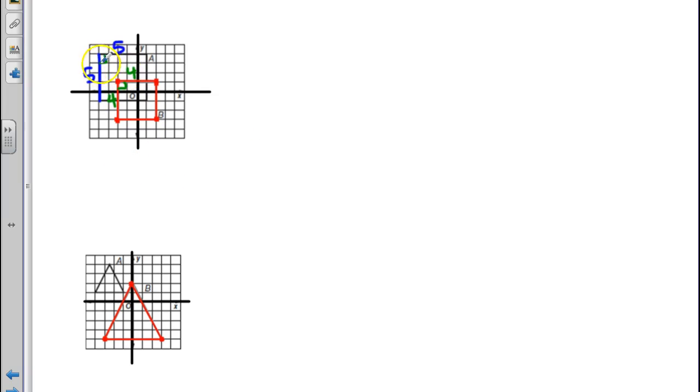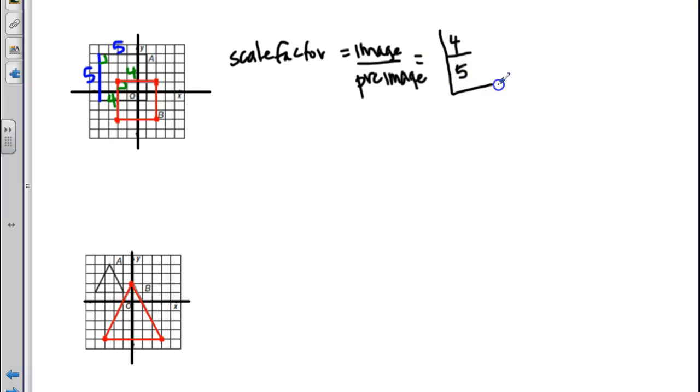Let's check this out now. Scale factor. Yes, these are similar figures. Yes, they are proportional to each other. We have a dilation. What is the scale factor? We take a side of the image over a corresponding side on the pre-image. The image is red, 4, the pre-image corresponding side, 5. So the scale factor is 4/5. The red figure is 4/5 the size of the blue figure. Is it smaller? Yes, this is 0.8 as a decimal, but we also know 4/5 is less than 1. So yes, we have a reduction.